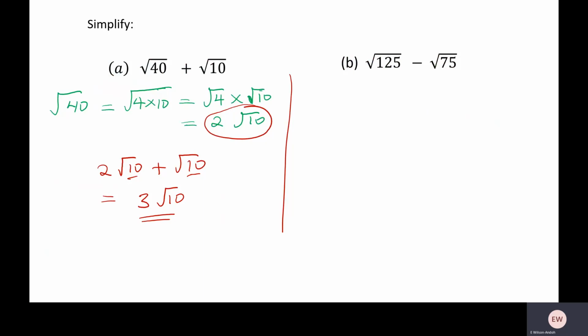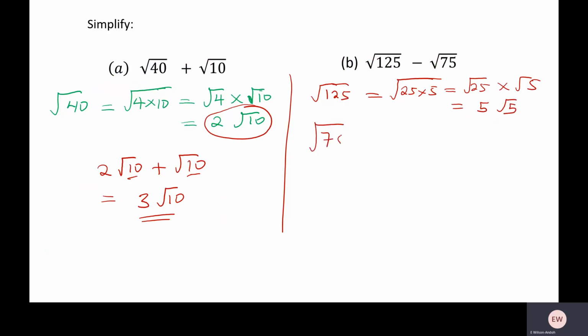Let's do the second one. We have root 125 minus root 75. We have to simplify all the surds before we put them together. So let's take root 125. What square number is a factor of 125? The square number is 25. So we write this as root 25 times 5, and this is the same as root 25 times root 5. So we get 5 root 5.